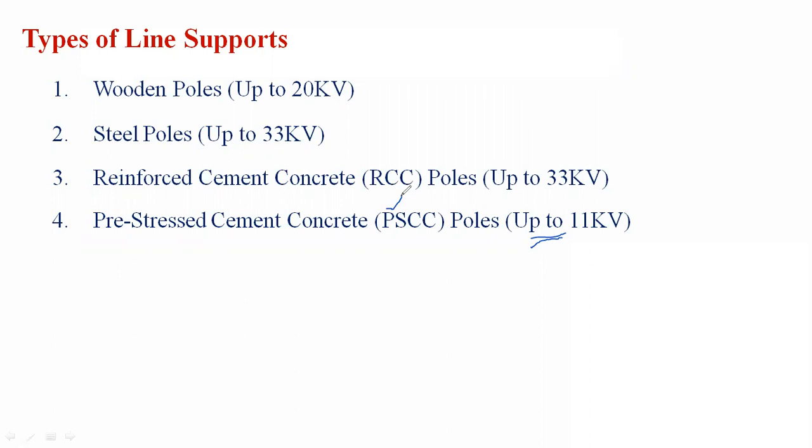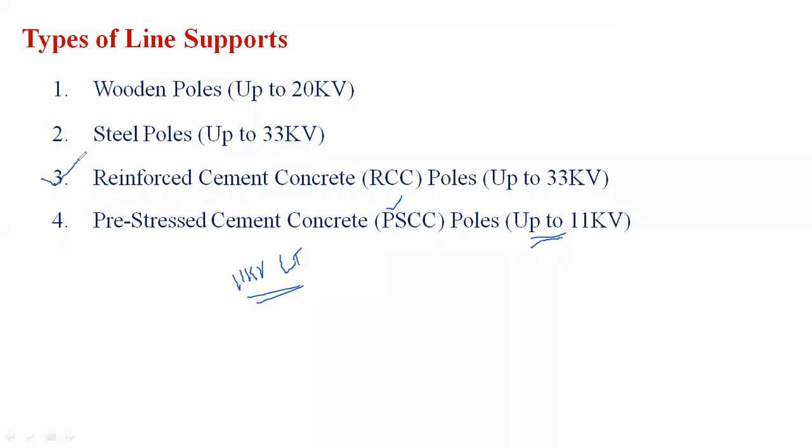But this type of pole we can use for 11 kV LT line. That is used for the low tension line. Low tension line, they are preferred only for the distribution purpose.